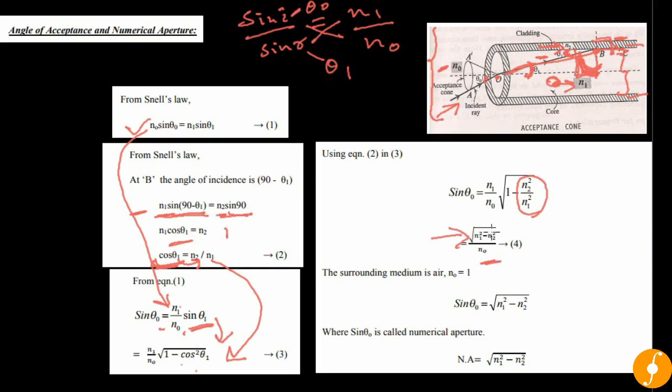Now what is N0? N0 is the refractive index of air, which is 1. So we can write sin theta naught is equal to the square root of N1 square minus N2 square. And sin theta naught is nothing but the numerical aperture. So we can write numerical aperture is equal to the square root of N1 square minus N2 square. Now here we can see that to satisfy the condition of total internal reflection, theta naught should be less than the acceptance angle.